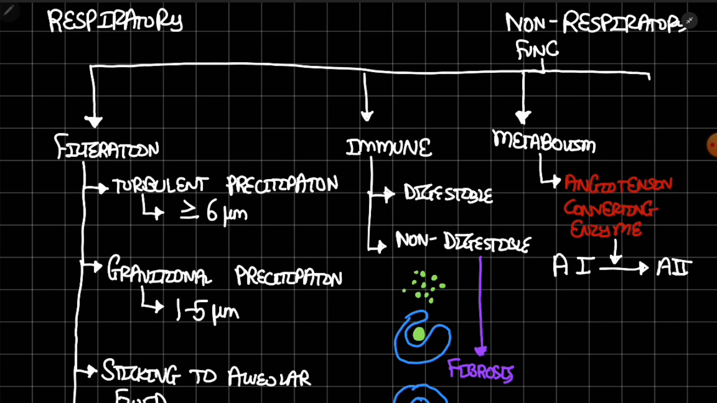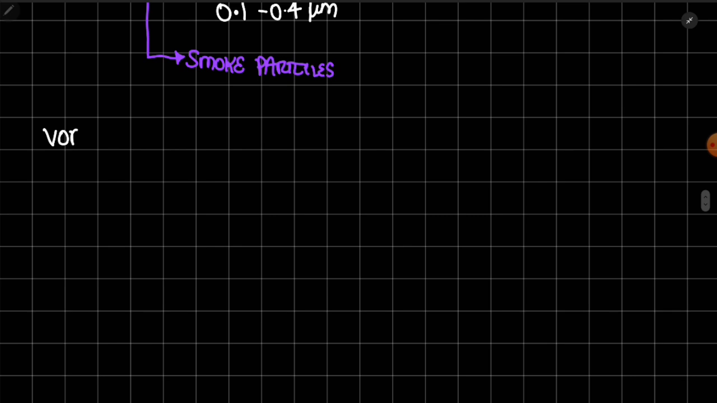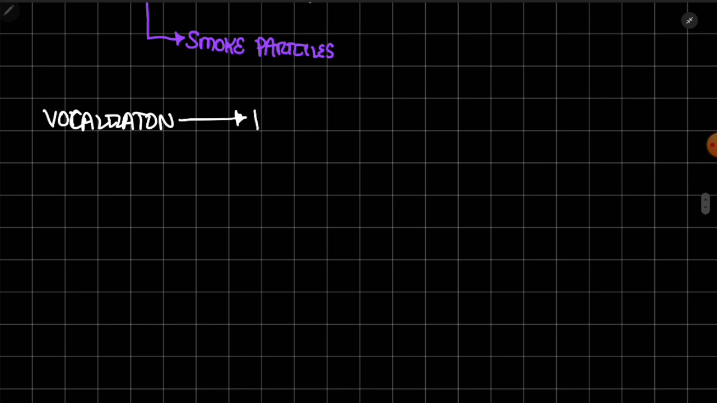Now the last non-respiratory function is vocalization. I will write vocalization here as there is no availability of space. So what is vocalization? Vocalization is moving of vocal cords and accessory muscles for voice production. Now the main functions of vocalization, which is done by the respiratory system, are phonation and articulation.